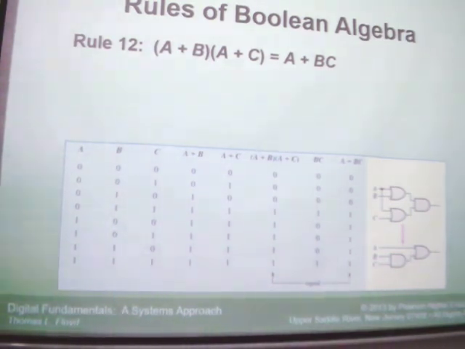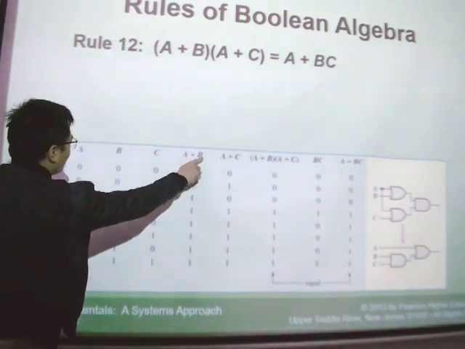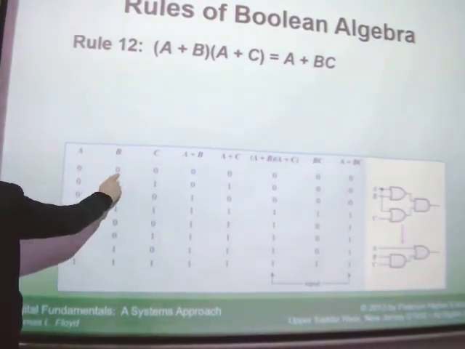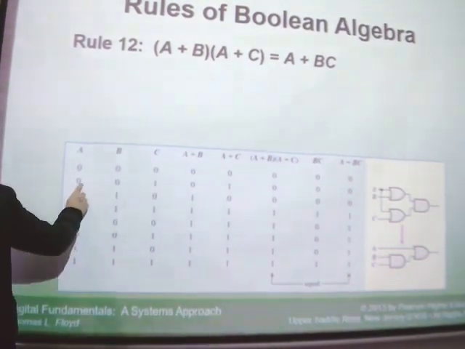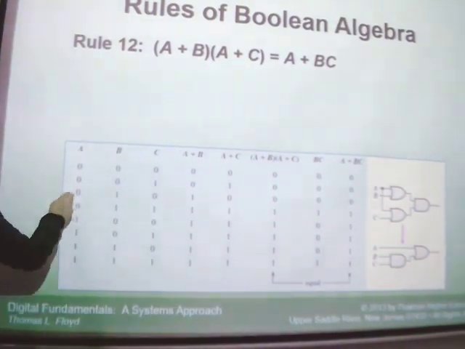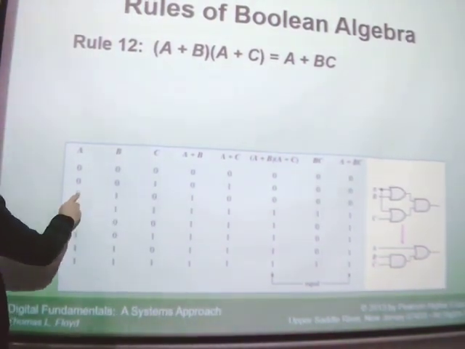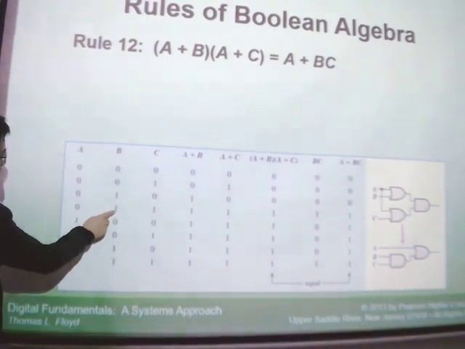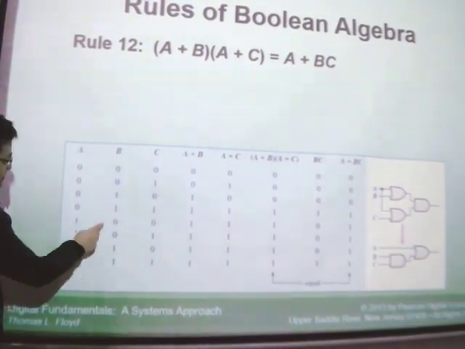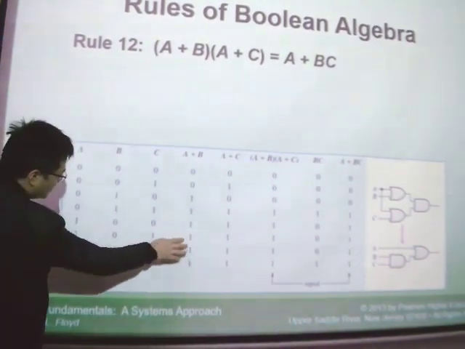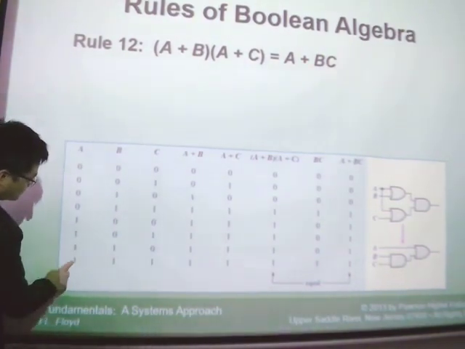2 power 3, right? There are 8 different combinations. So A or B: 0 or 0 equals 0, 0 or 0 equals 0, and the remaining rows are 1.